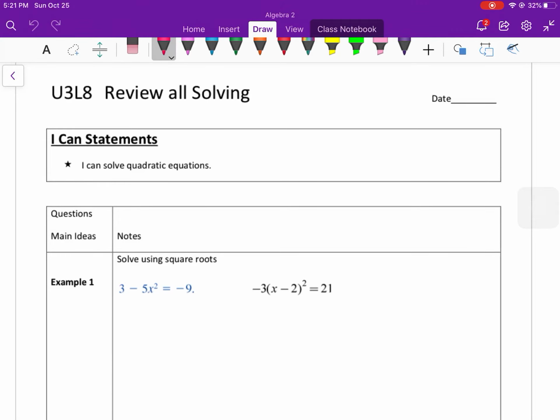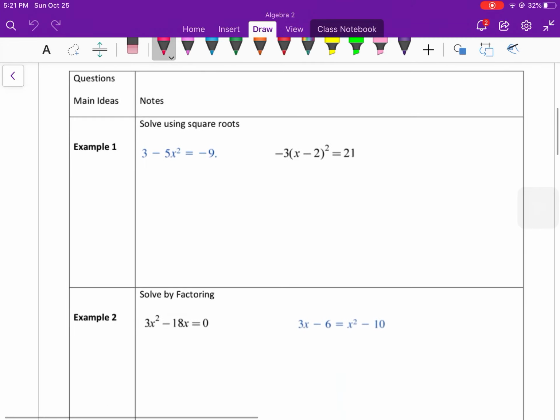Hey class, we're going to review all the solving methods. We've done a lot of different ways to solve quadratics, so I just want to summarize it all and review. So, all solving methods. First thing we solved was solve using square roots.